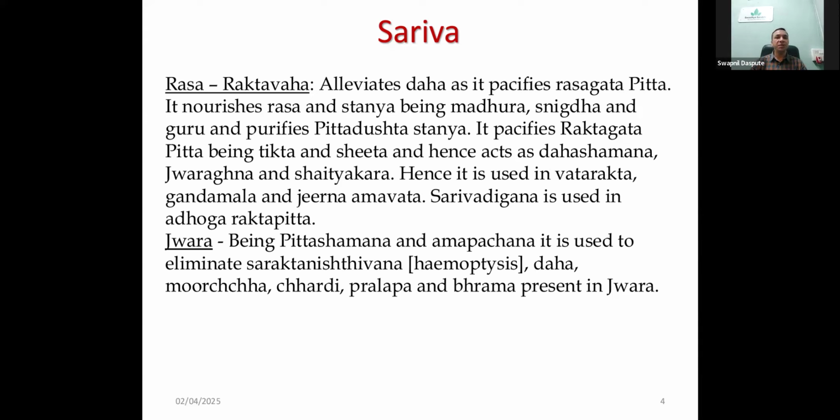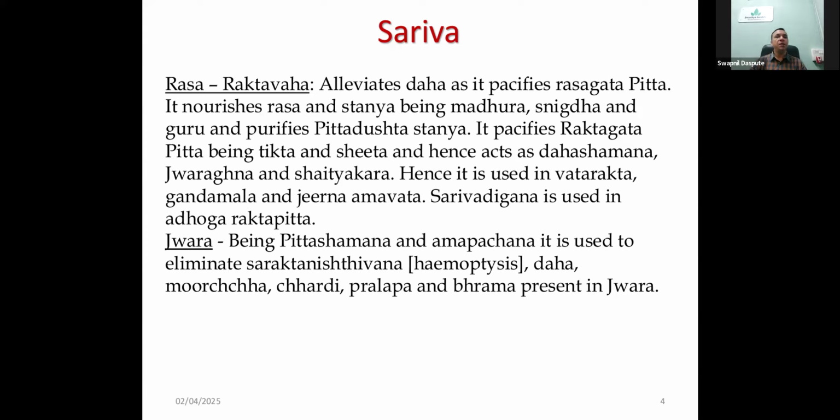In Jwara, being Pitta Shamana and Ama Pachana, it is used to eliminate Sarakta Nishthivana. Sarakta Nishthivana is the Sanskrit word for hemoptysis. What is hemoptysis? That is sputum with blood, or sputum of blood.